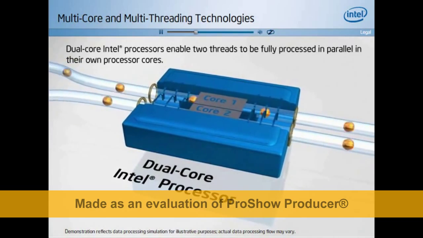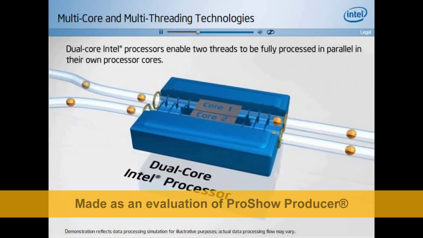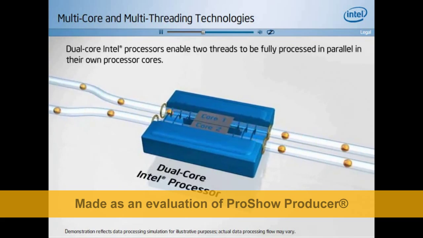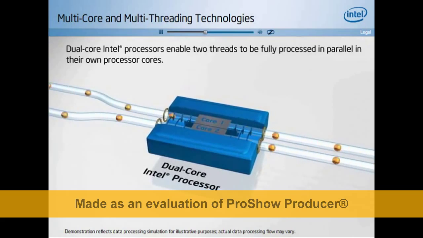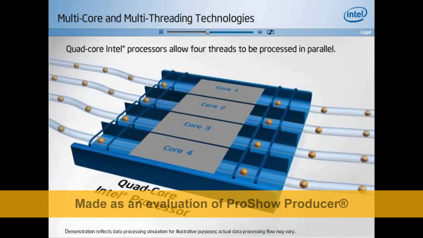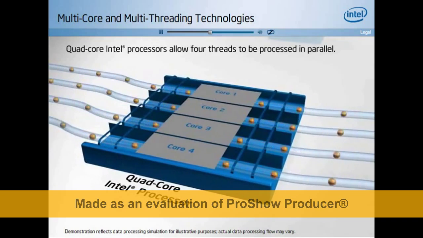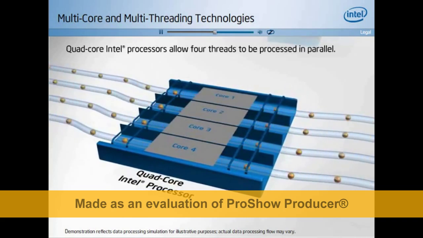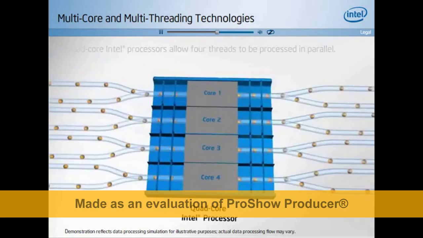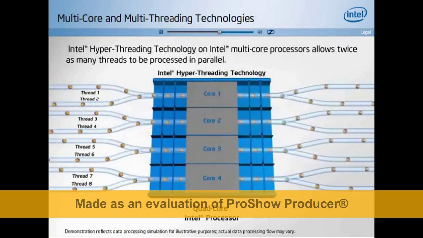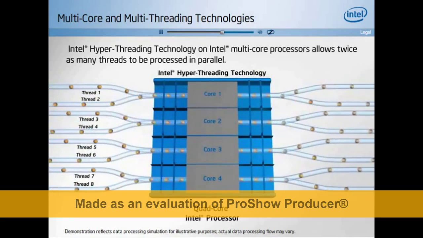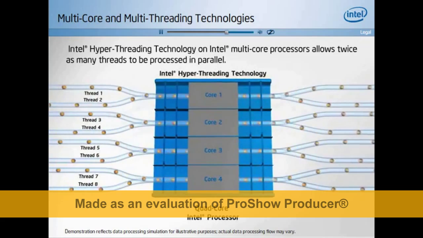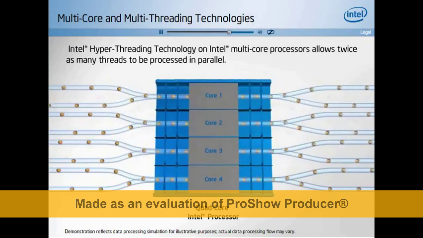Next was the dual-core Intel processor, today's best choice for notebooks, which enabled two threads to be fully processed in their own processor cores for truly parallel execution. There are also quad-core Intel processors, which take parallel processing on desktop computers another leap forward, allowing four threads to be processed in parallel. The latest Intel multi-core processors include Intel hyperthreading technology within each processor core, doubling the number of threads that can be processed at the same time.